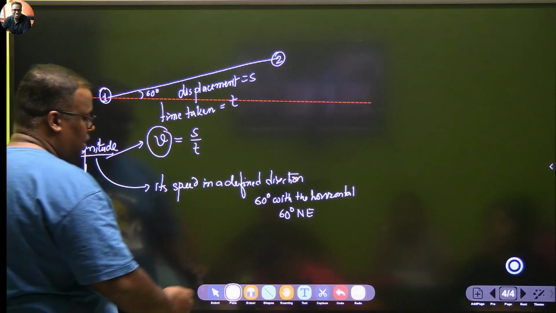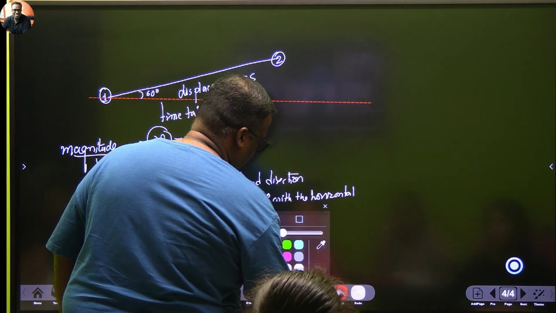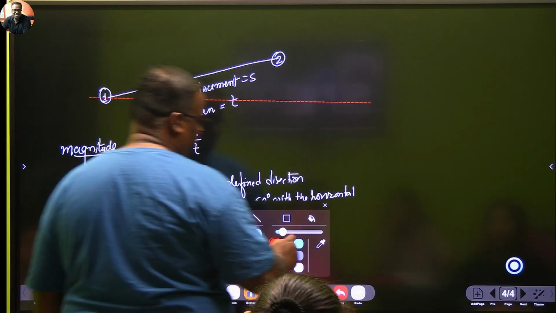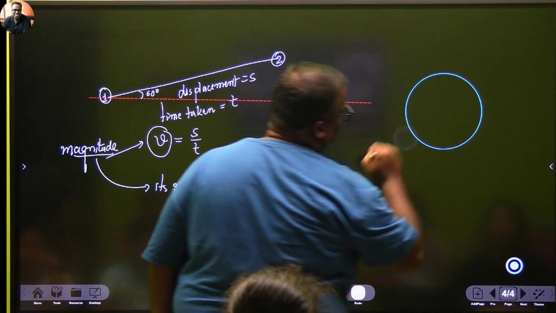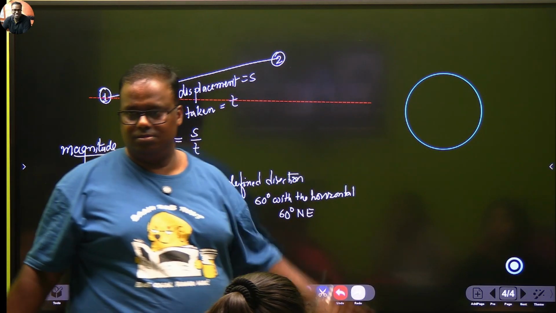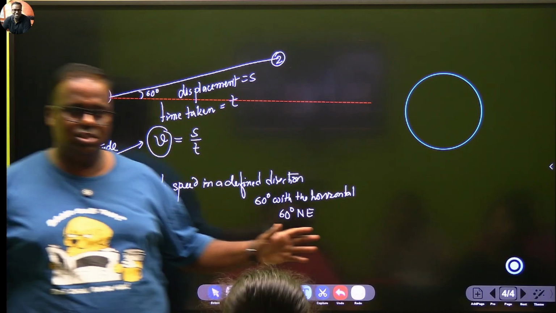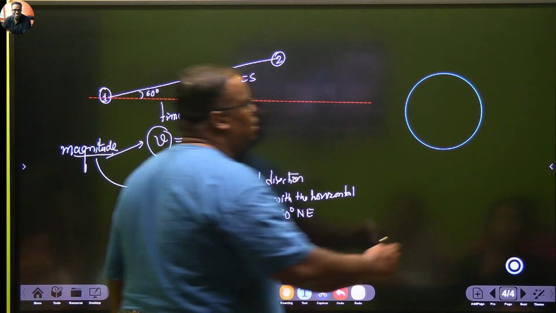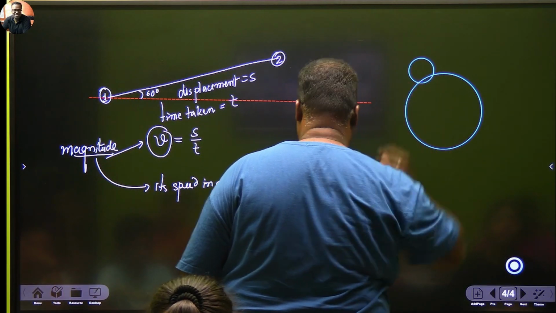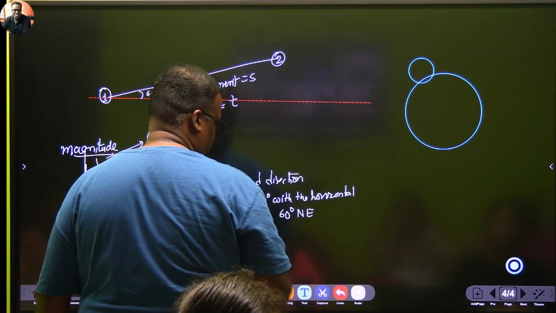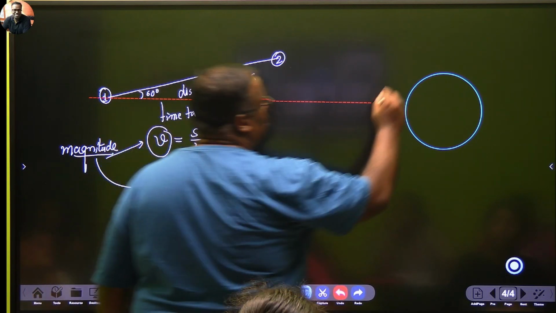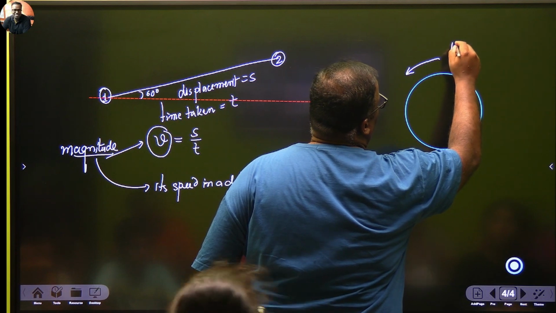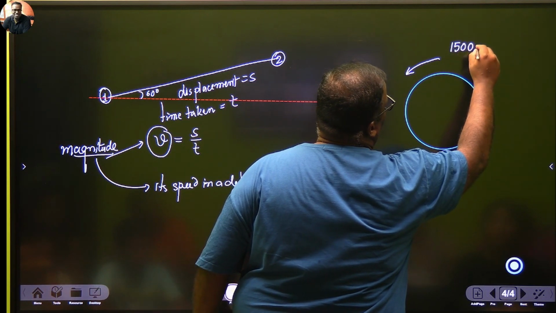Now look at a nice, interesting thing. Let's say we have a DVD disc. This is a DVD disc. And this DVD disc is rotating. This is rotational motion, sorry. This DVD disc is rotating. And I say this is rotating at 1500 RPM.